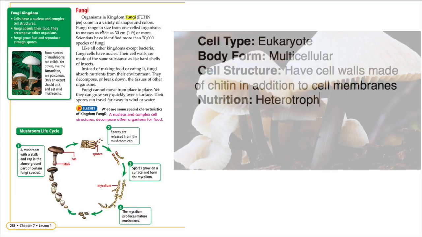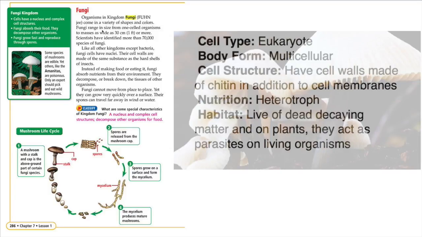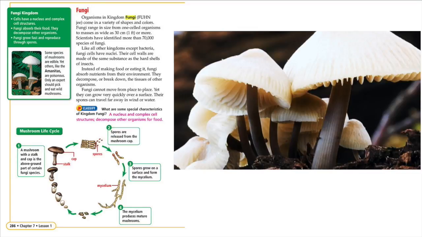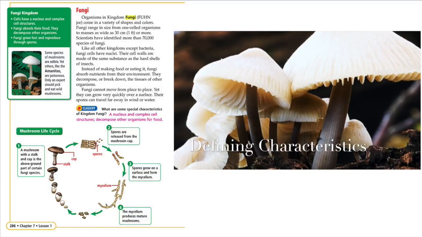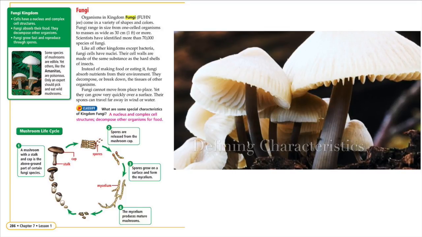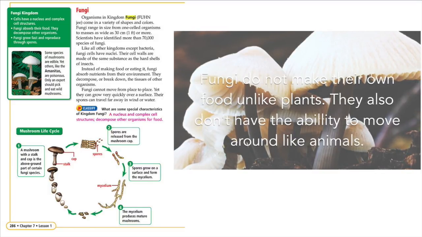The fungi family comes in a variety of sizes and shapes. They can range from a one-celled organism to something that's more than a foot across. There's more than 7,000 different types of fungi. Like other kingdoms, except for bacteria, fungi have a nucleus in their cells. Their cell walls are actually made of the same hard shells as insects. Like I mentioned before, they absorb nutrients from their environment and they break it down. Fungi cannot move from place to place, but they sure can grow quickly.